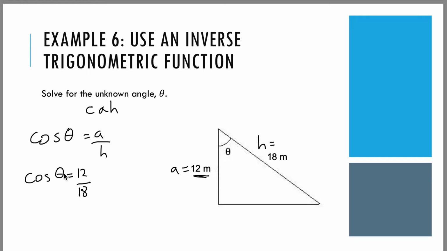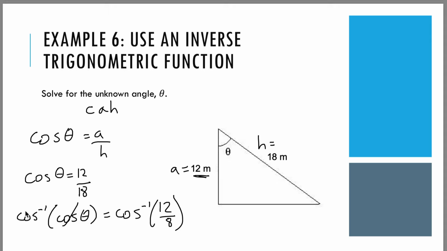Now we have to get theta by itself, so we're going to use the inverse trig function, the inverse cosine function. We have to apply it to both sides, and that will give us theta by itself. So this means that theta, the left-hand side, is equal to theta, this cancels this out. Theta equals the inverse cosine of 12 over 18. Again, make sure that you're in degree mode in your calculator, and you'll get 48 degrees for theta.